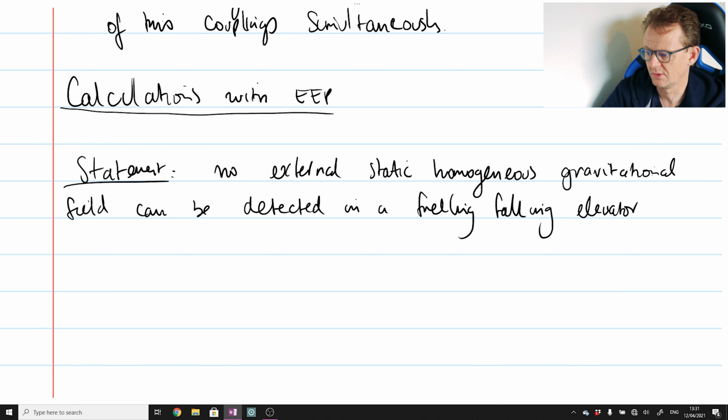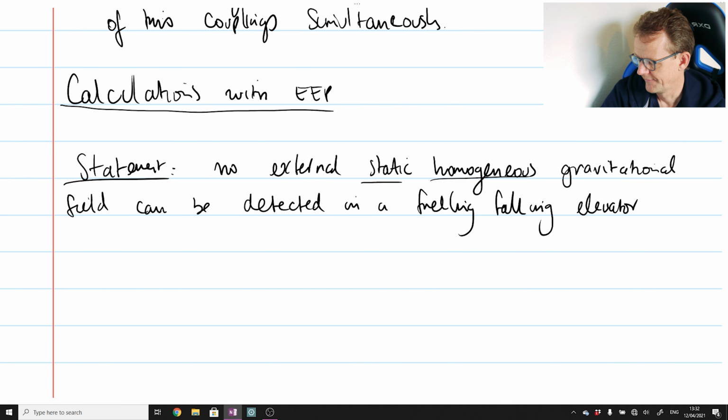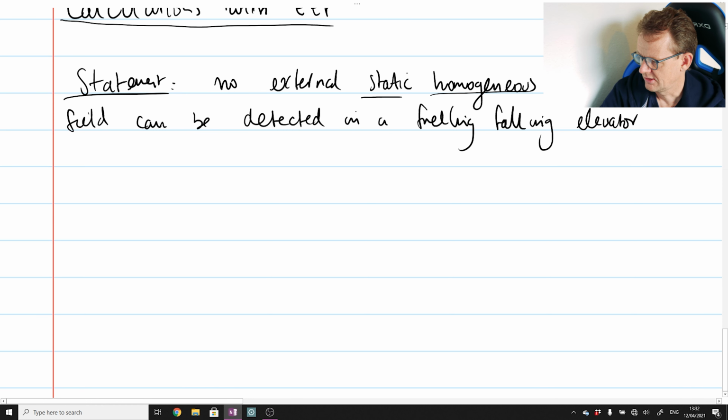We're going to prove that now within Newtonian physics. Note that I'm stressing static homogeneous. So if the gravitational field varies, is not homogeneous, is not translation invariant, then you can detect it by tidal forces. It's very important. So how are we going to prove this statement within Newtonian physics?